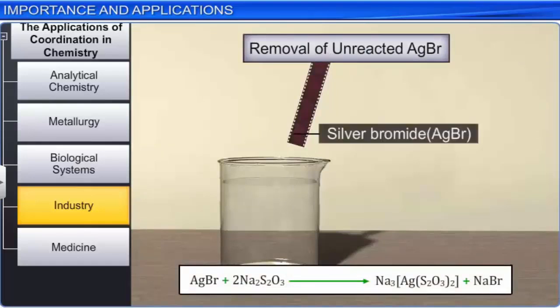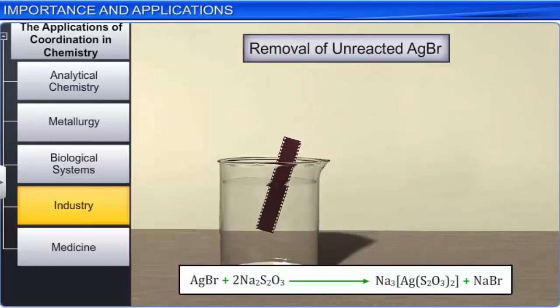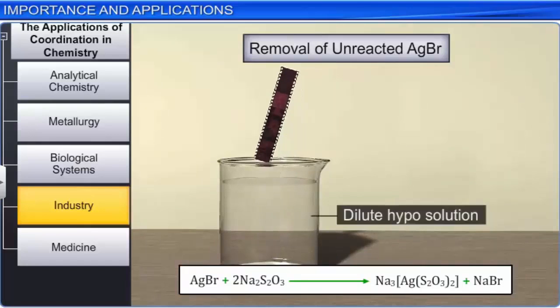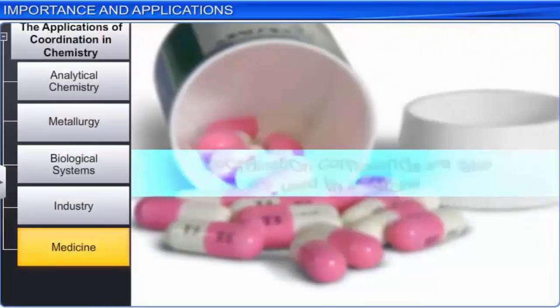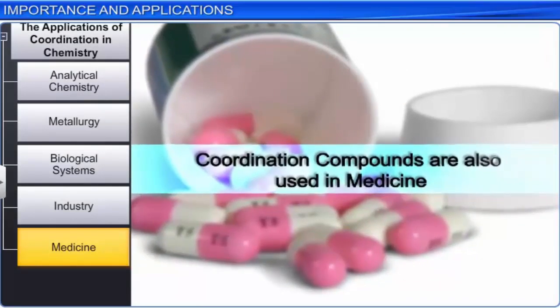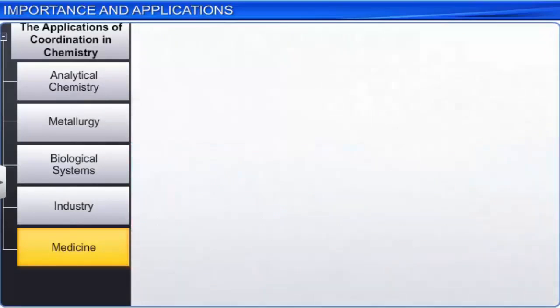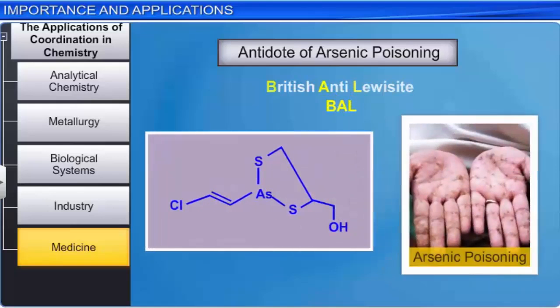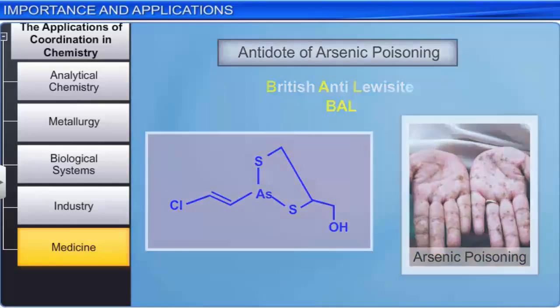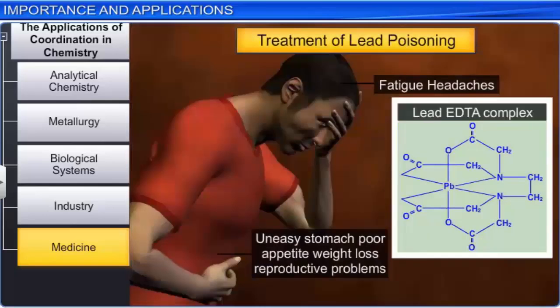Coordination compounds are also used in medicine. British anti-lewisite, or BAL, is used as an antidote for arsenic poisoning. Similarly, EDTA is used to treat lead poisoning. Toxic proportions of copper and iron in plants and animals are removed by using the chelating ligands D-penicillamine and desferrioxamine B via the formation of coordination compounds.